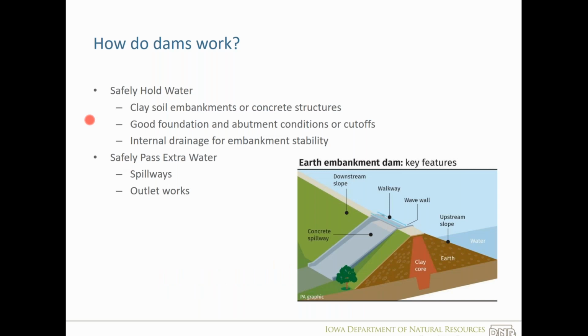So how do dams work? This is kind of a duh moment, but if you stop and think, there's two primary things that dams have to do. You have to safely hold water. So we have to look at, what is the dam made of? How are we going to make it hold water the best we can using good soil, clay embankments or concrete structures. We have to have good foundations or abutment conditions and cutoffs to prevent water from going around or under. And then oftentimes we have internal drainage features inside the embankment to make sure they maintain stability.